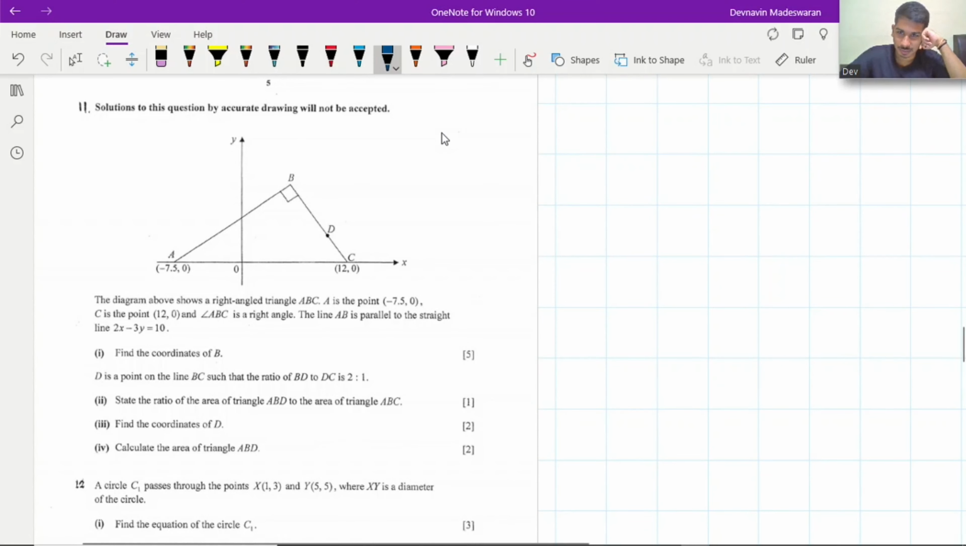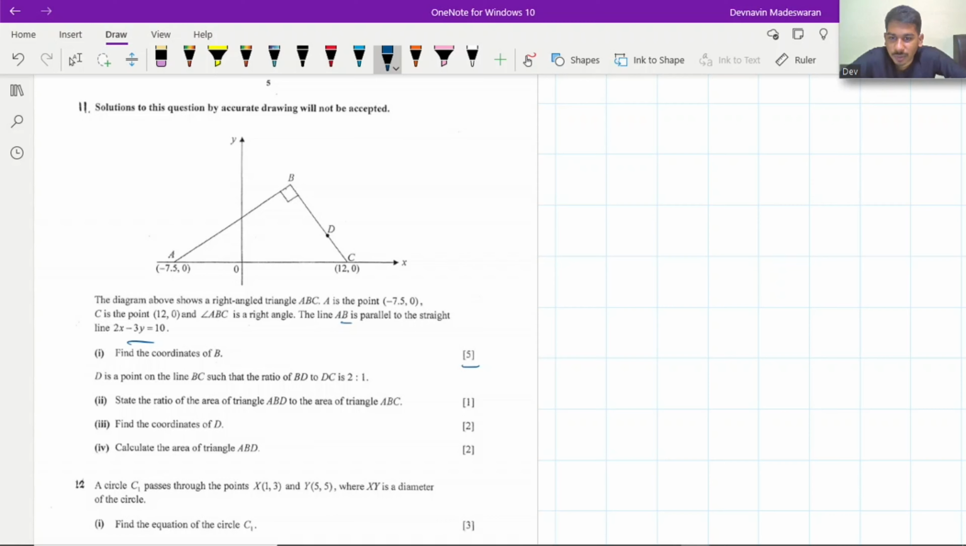Solutions to this equation by accurate drawing will be accepted. Okay. The diagram below shows a right angle triangle. A is the point negative 7.5, 0. C is the point 12, 0, okay? And it's a right angle triangle, that's good. So we can use Pythagoras somewhere. Then line AB is parallel to the straight line of this thing. So we could get a gradient if we need. Then what else is there? Find the coordinates of B. So we have a gradient. It's 5 marks. Okay, let's think.